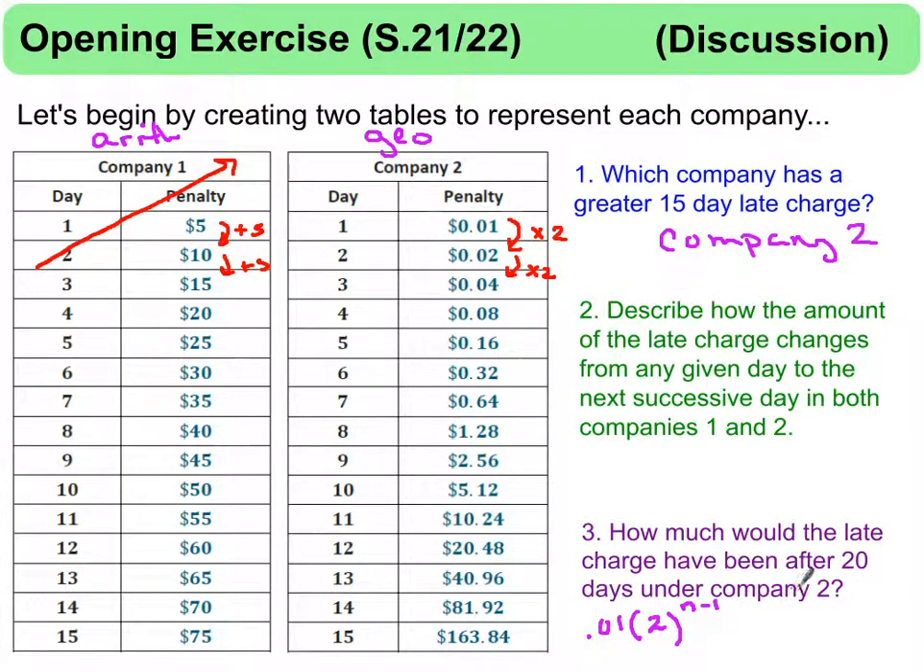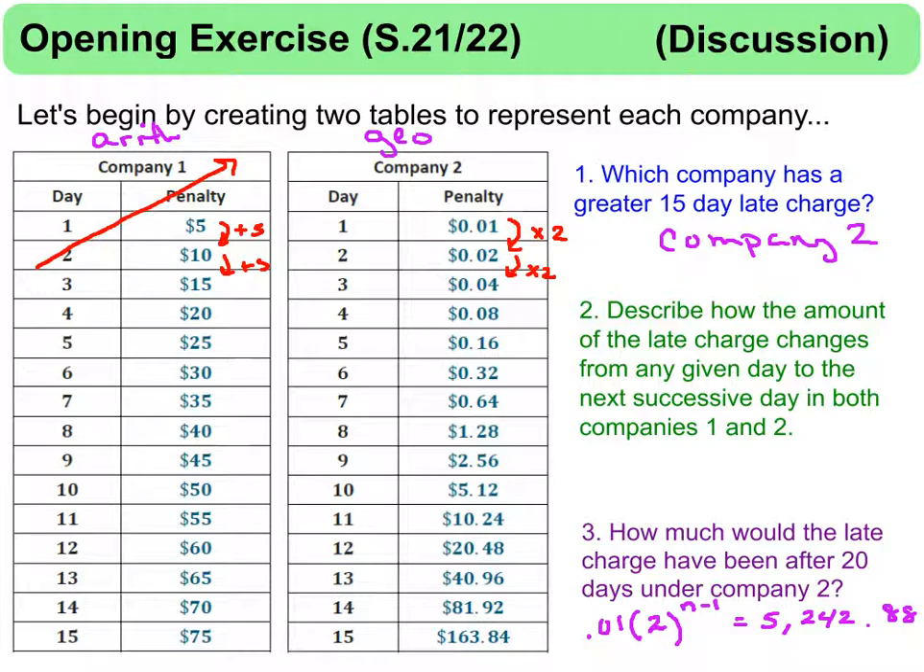And so if we wanted to know exactly what our charge was going to be, we would plug 20 in for n and then solve it. And once we plug that in and solve it, we would find that the late charge after 20 days would be $5,242.88.